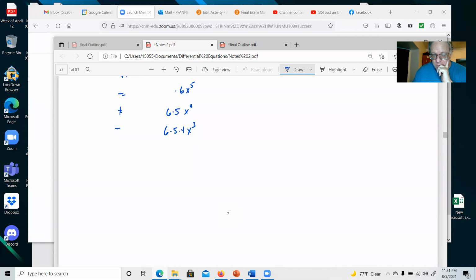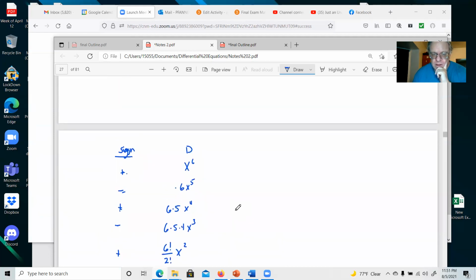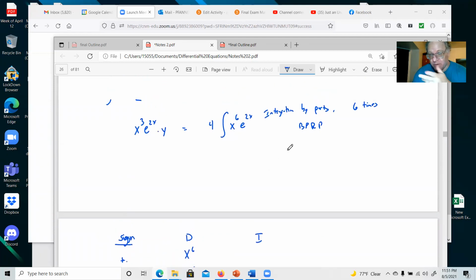So this is a plus, minus, plus. Okay, it's easier with paper with lines on it. Plus, I'm going to say this is going to be 6 factorial over 2 factorial, right? 6 times 5 times 4 times 3, the 2 times 1 will cancel. x squared, minus 6 factorial x, and then when we take the derivative of this, we just get 6 factorial. Okay.